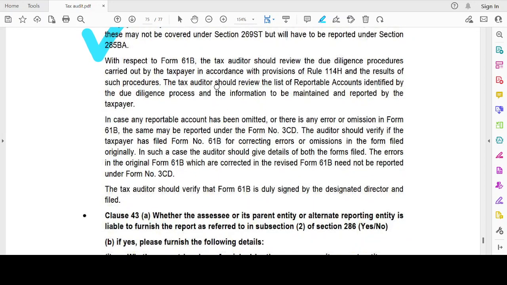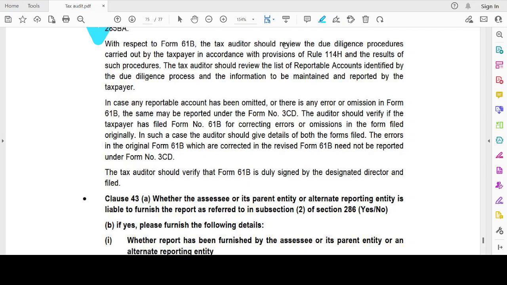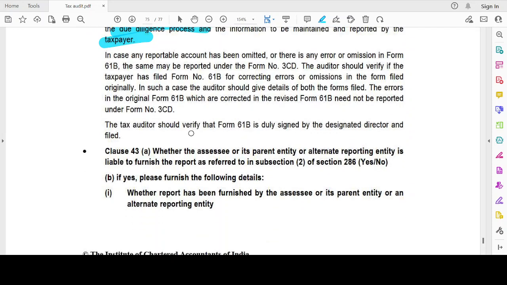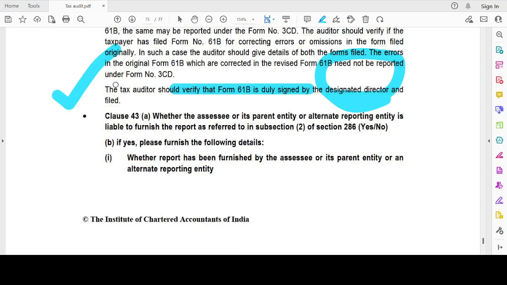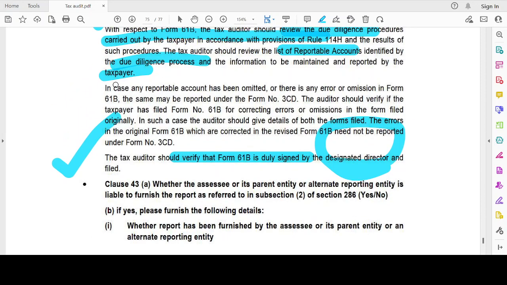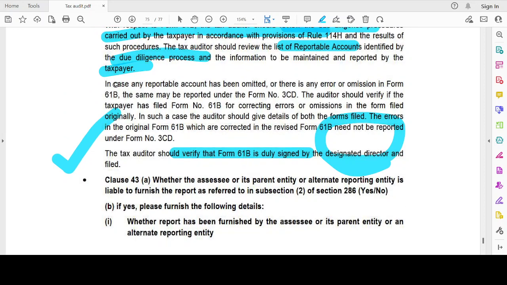With respect to Form 61B, the tax auditor should review the due diligence procedures carried out by the taxpayer in accordance with the provisions of Rule 114H. He should review the list of reportable accounts, identify the due diligence process, and the information to be maintained and reported by the taxpayer. The tax auditor should verify that Form 61B is duly signed by the designated director and that it is filed. Another case could be the issue of shares, such as a rights issue of shares. For that also, a form will be filed.